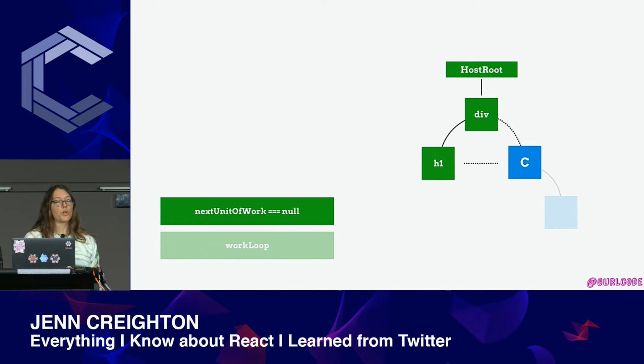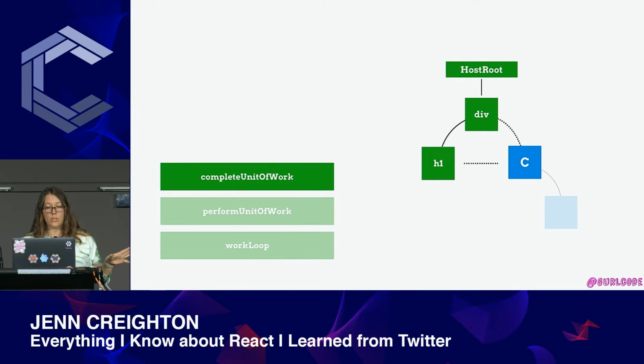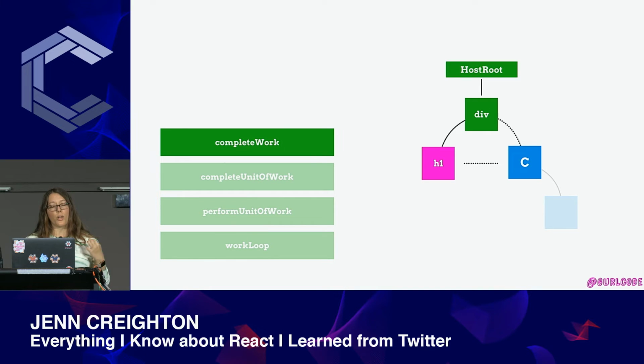Now, it gets caught before you exit the work loop. So you're still in the work loop, and it knows that the next unit of work is null. So what this says to the work loop is that we now need to complete all of our units of work. So we consider this branch now to be complete. And so we're going to call complete work, which is very similar to begin work. It's going to do tag-specific work to complete that fiber node on the tree, and then it's going to return the next unit of work.